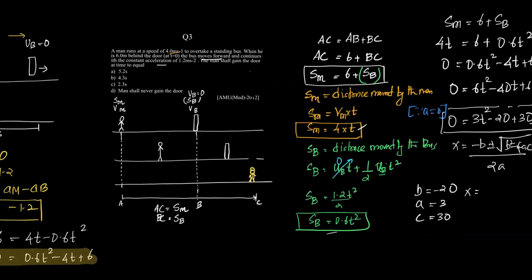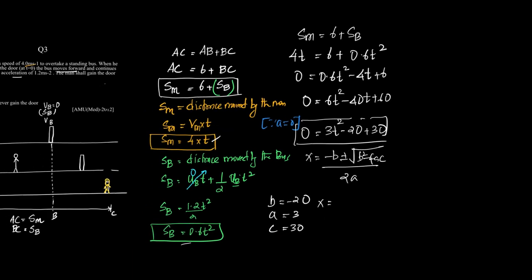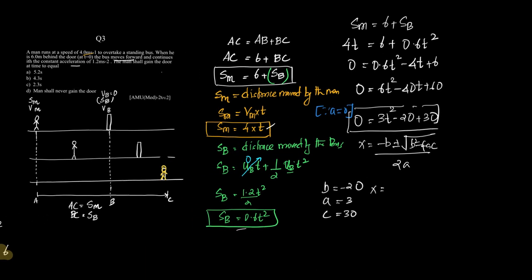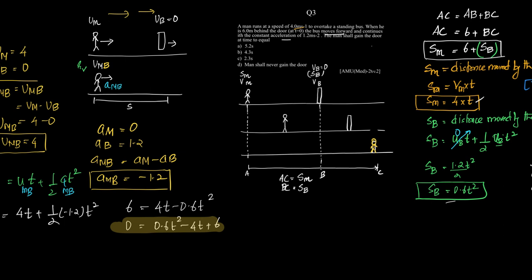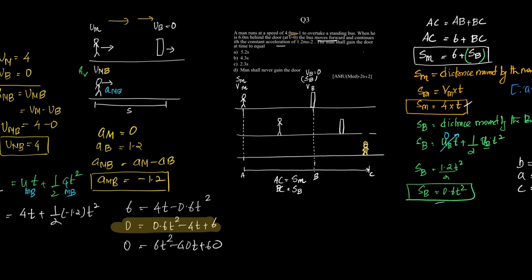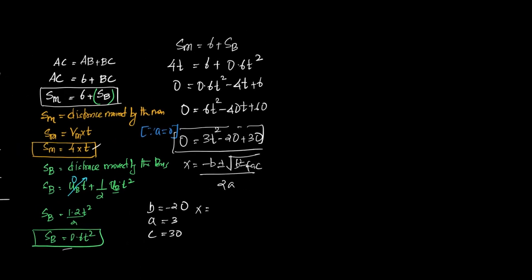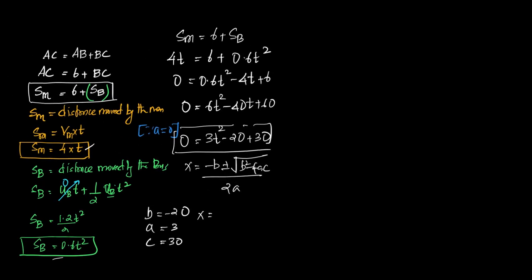Is this same as the previous equation? 6t square minus 40t plus, okay, so 0 is equal to 6t square minus 40t plus 60. Yes, this is the same equation. So this also will give you the answer to the time. So we have solved the one problem in two different ways. So let us now come back to the solution here.